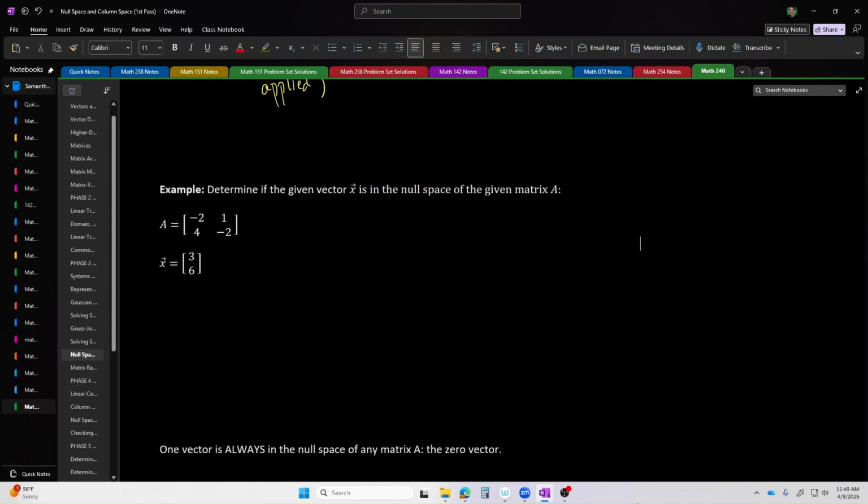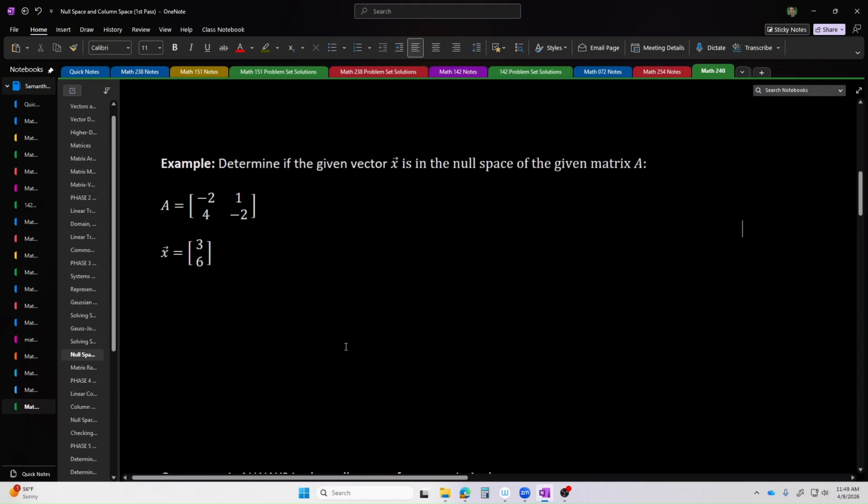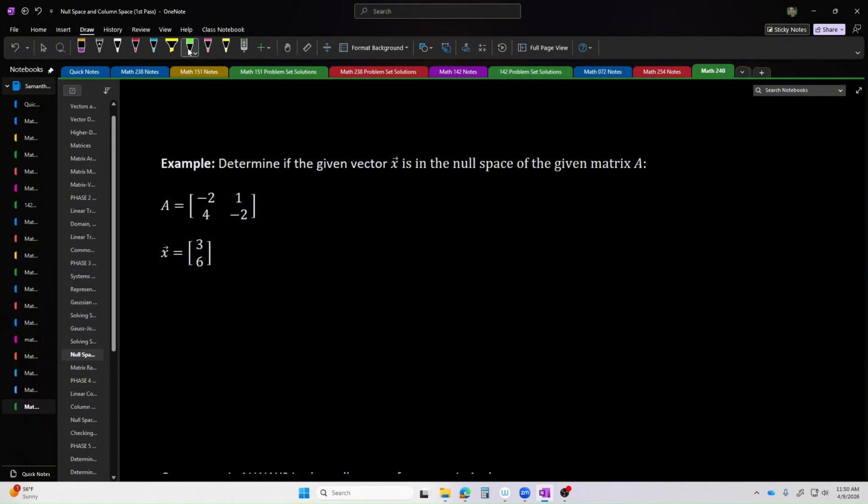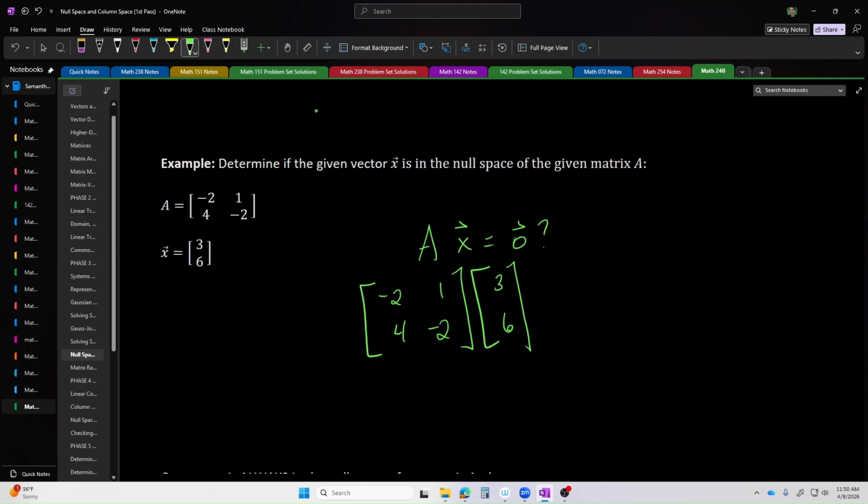So if someone gives you a matrix A and they give you a vector X and they ask you, is this vector X in the null space of this matrix? Answering that question is really quite straightforward because all you have to do is check: is this vector X destroyed by the matrix A? If I take this vector X and multiply it by the matrix A, do I get the zero vector as the result? So for this particular matrix, where A is equal to -2, 1 for -2, and the vector X is equal to 3, 6, let's go ahead and multiply this X by this matrix to see what happens as a result of that action.